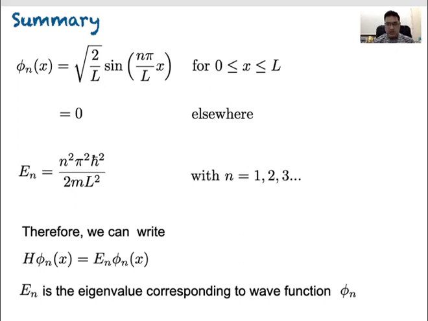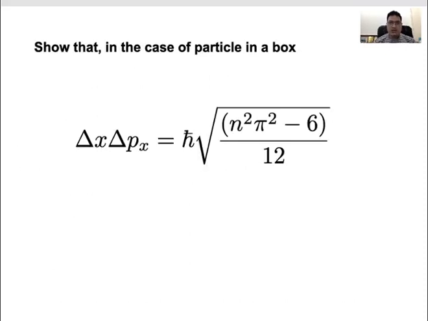Okay, therefore by using these two obtained values we can write that H times phi n of x is equal to En times phi n of x, and this is your eigenvalue equation, where En is an eigenvalue corresponding to this eigenfunction, or wave function, phi n. Okay, now this is the first exercise that you have to do.